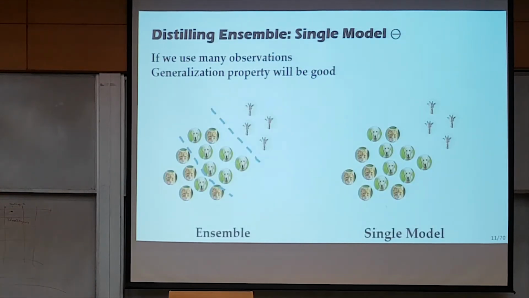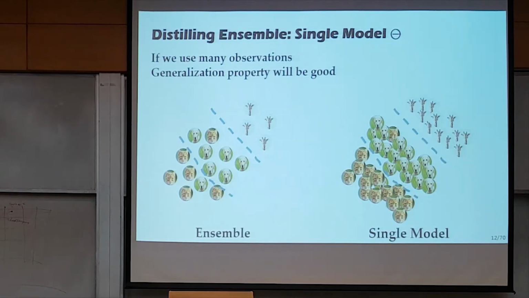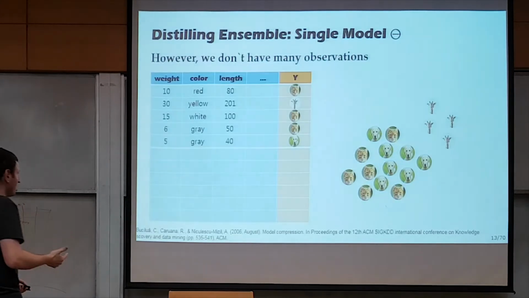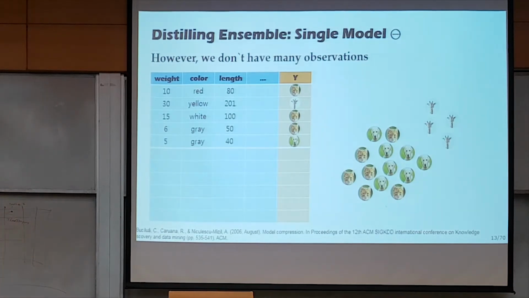If we use many observations, our generalization property will be good. So this is our ensemble, and we have a few examples, and this is our single model. In this single model we can see our classes. If we have more samples, of course our network works better. But the problem is we don't have many observations. So we need good algorithms that work on a restricted number of observations. How do we do it?